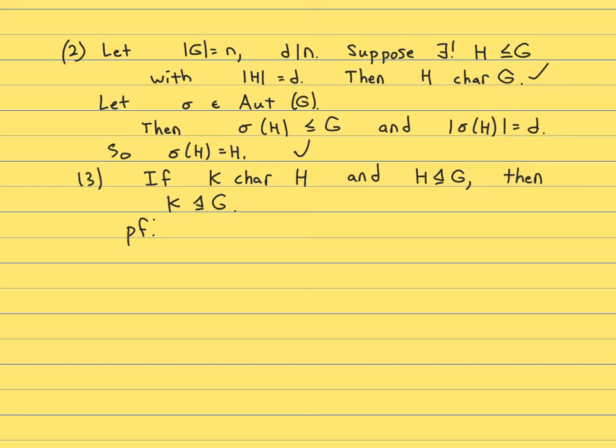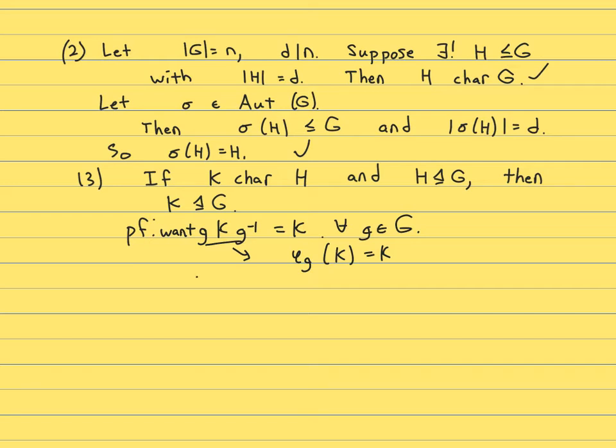What are we given? Well, we're given these two facts, and what do we want to show? We want to show that conjugating K by g gives K, for all g in the group G. Well, what can we do? What is this conjugation? It's this inner automorphism applied to K. So equivalently, we want to show that when you apply this inner automorphism to K, you get K.